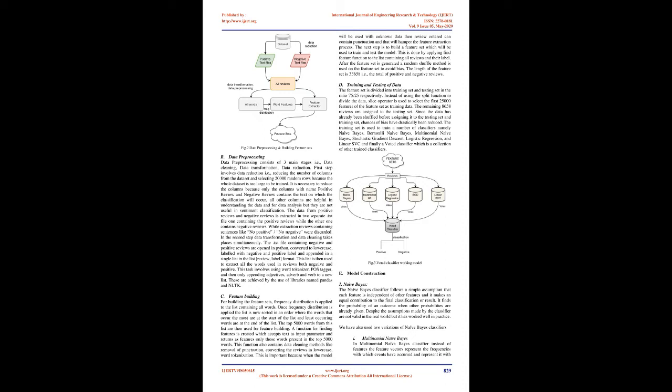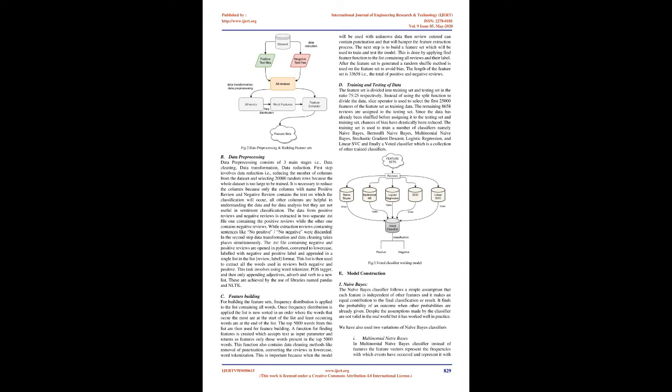This dataset was worked upon with a total of 7 classifiers to achieve the best accuracy and minimum margin of error. Fig. 2. Data pre-processing and building feature sets. B. Data pre-processing. Data pre-processing consists of 3 main stages, i.e., data cleaning, data transformation, and data reduction. The first step involves data reduction, i.e., reducing the number of columns from the dataset and selecting 20,000 random rows because the whole dataset is too large to be trained.